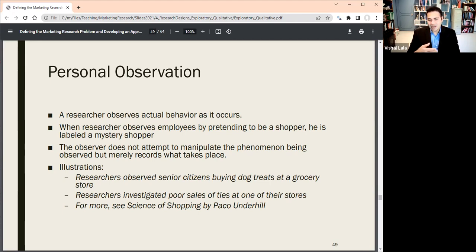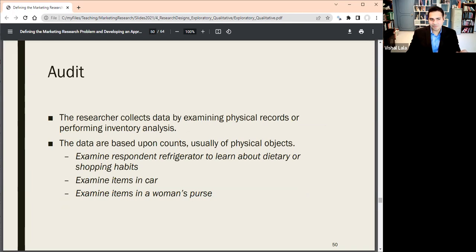Every time this happened, the video showed people would get a little disturbed. Eventually, if this happened two or three times, they would give up and look for something else in the store. So the poor sales of ties were attributed to poor merchandising. Moving the tie tower solved the issue, and sales were back up again. Paco Underhill's book talks a lot about such interesting personal observation examples.